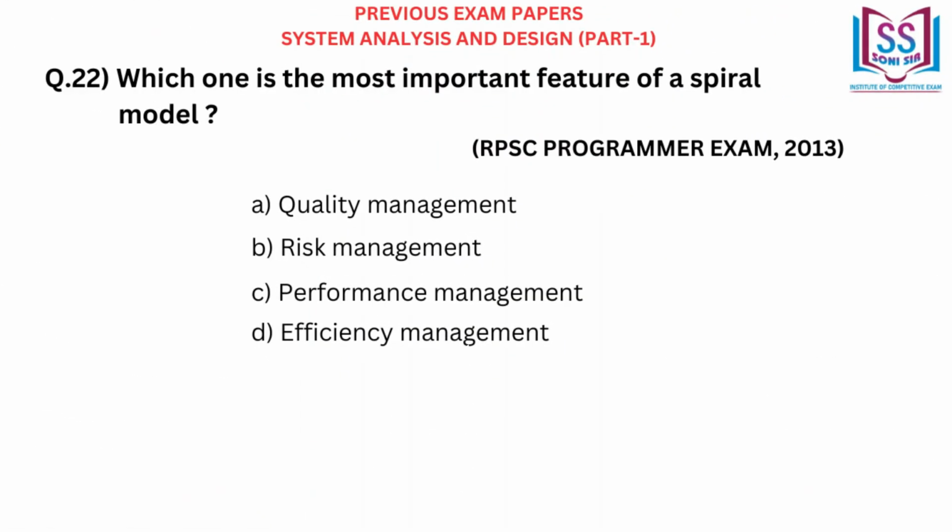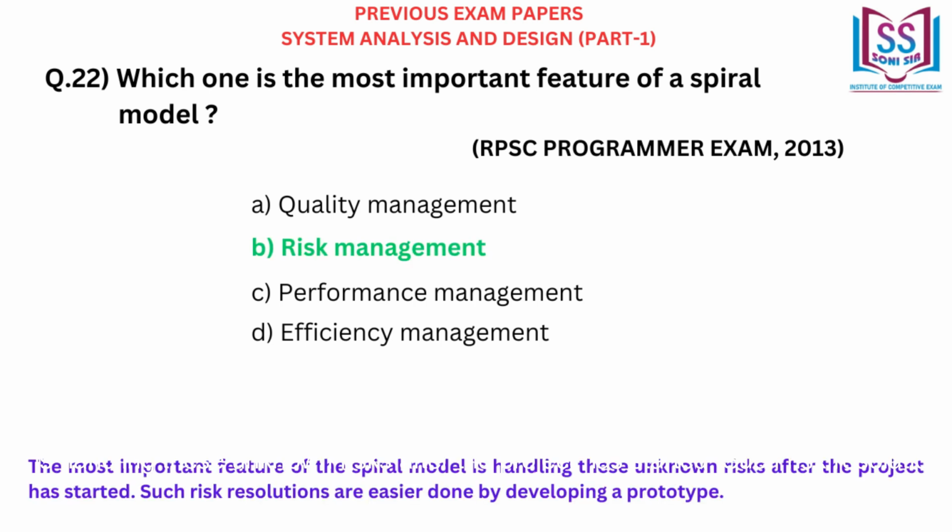Which one is the most important feature of a spiral model? A. Quality management, B. Risk management, C. Performance management, D. Efficiency management. Correct answer B. Risk management. The most important feature of the spiral model is handling these unknown risks after the project has started. Such risk resolutions are easier done by developing a prototype.